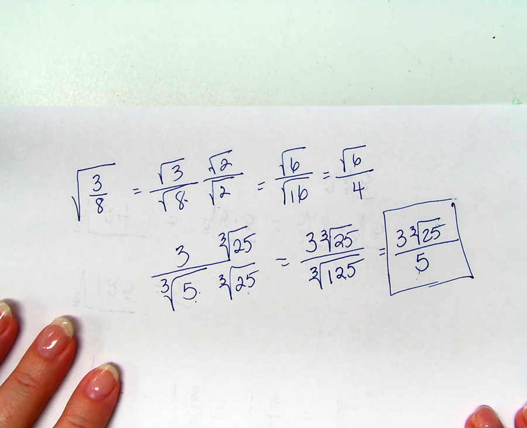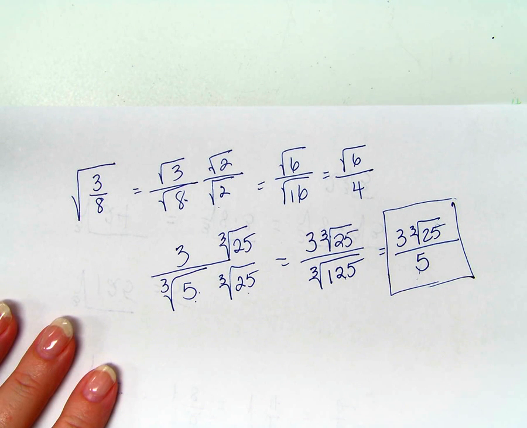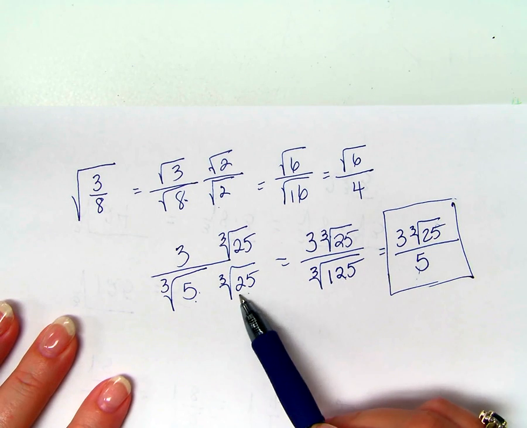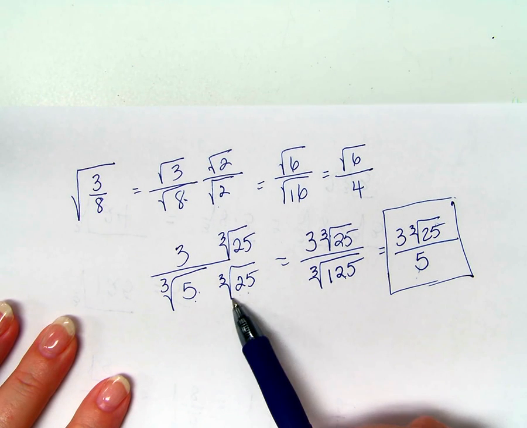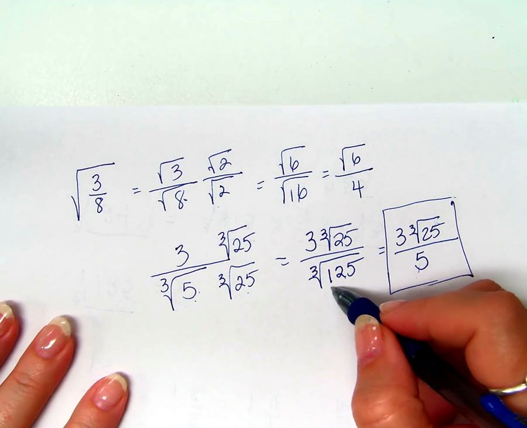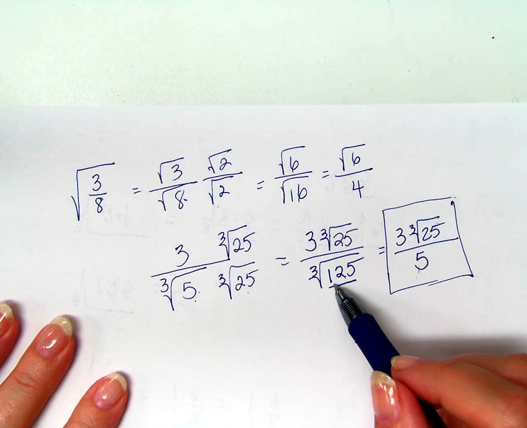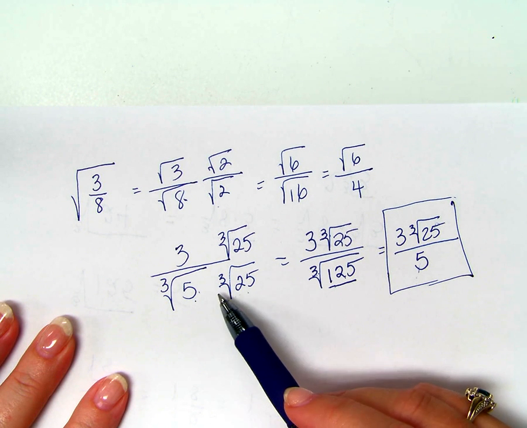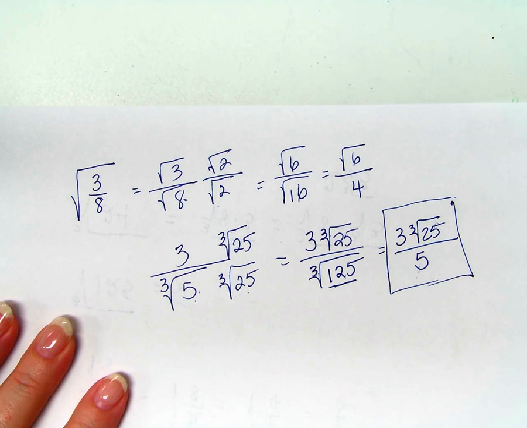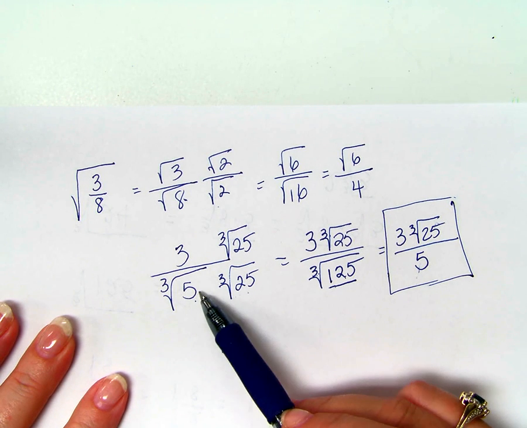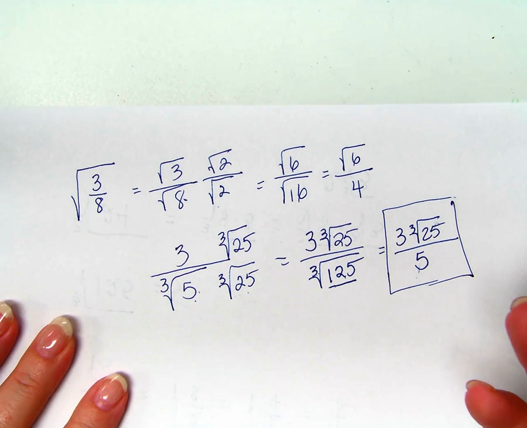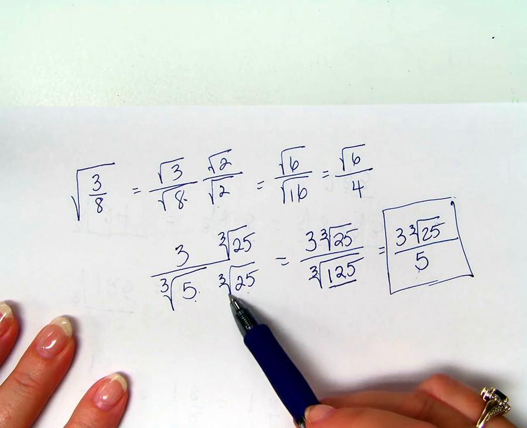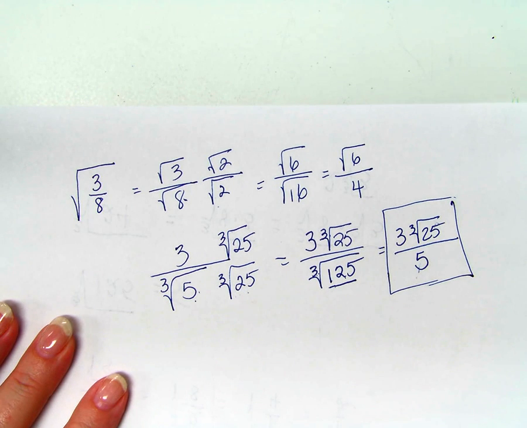Questions? Yes, ma'am. Why did I choose 25? Okay, can somebody help her out? Why did I choose this 25 right here? I needed something that I knew the cube root of. Something related to 5. And in the event that I can't think of anything, I just do 5 times 5 times 5. I know that's going to be 5, right, if I take the cube root of it. So I just multiplied it by cube root of 25. Okay? Good question.